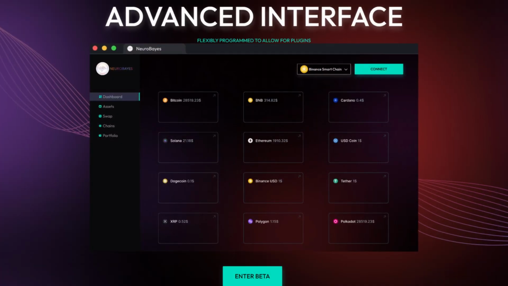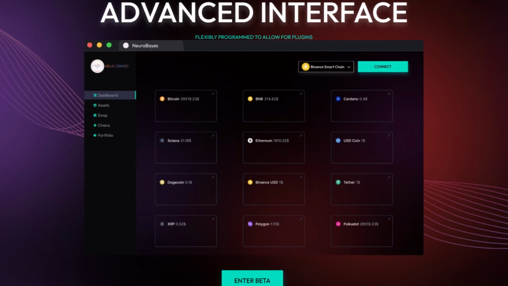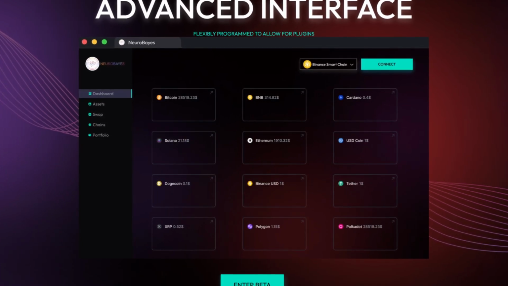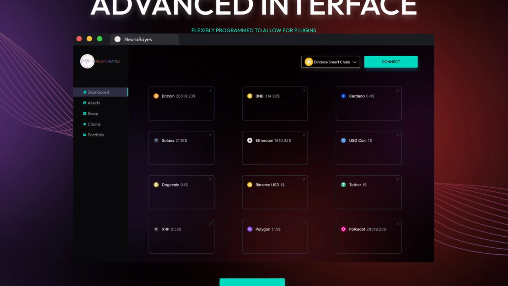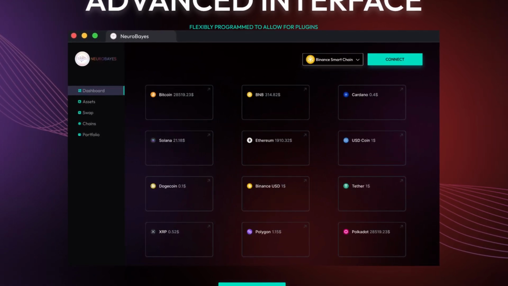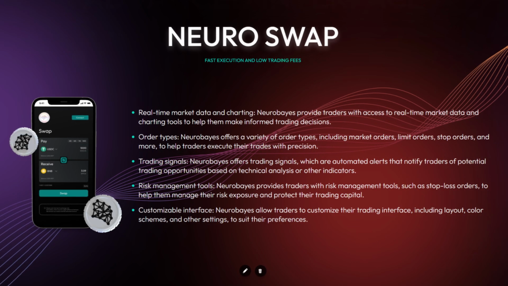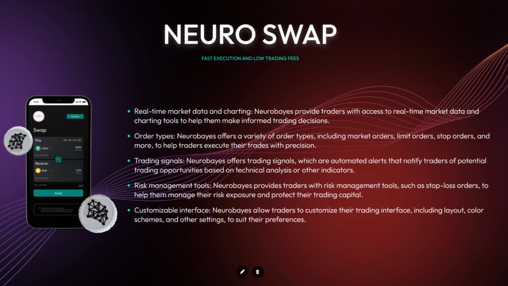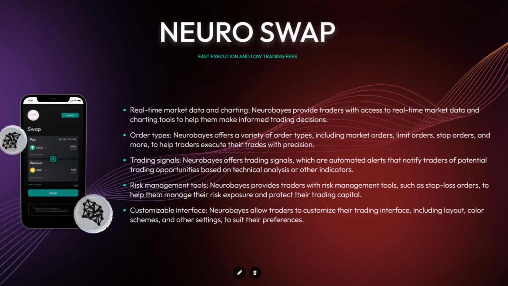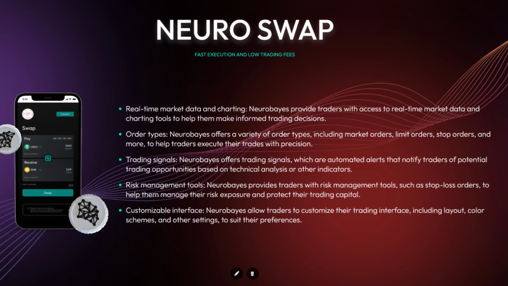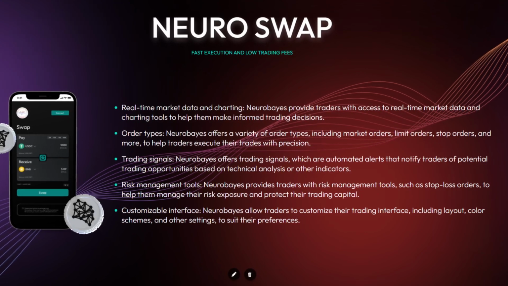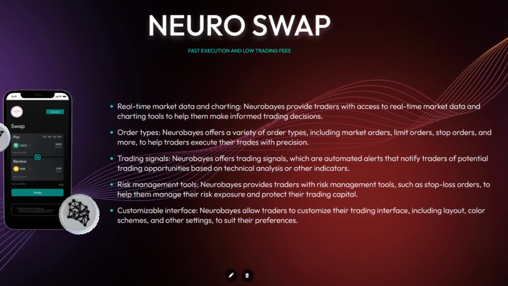They have a very advanced interface, as you can see on screen. It is flexibly programmed, so it allows plugins, and you can already enter the beta, which looks, in my opinion, quite good. Now let's head over to the NeuroSwap. NeuroSwap: fast execution and low trading fees. It's real-time market data and charting. Neurobayes provides traders with access to real-time market data and charting tools to help them make informed trading decisions.